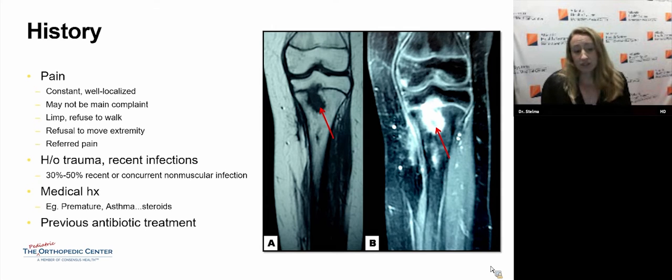The thought is that in a small trauma, there's a transient hematoma or some static fluid in that area, and that can be just enough of a nidus to incite an infection. And 30 to 50% have a recent or concurrent non-muscular infection. So we talked about if they have an infection elsewhere in the body, and most likely this is hematogenous spread from a distant site. Other things to think about in their medical history include prematurity. If they have any other diagnoses such as asthma and they're on steroids, that would be another way for them to be immunocompromised and more at risk. And also thinking about any previous antibiotic treatment, making them more susceptible to resistant organisms.